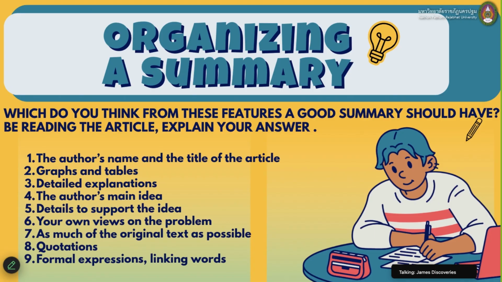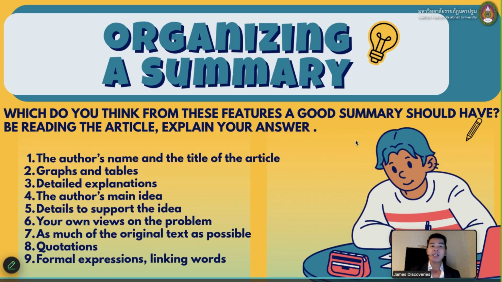Which of these features do you think a good summary should have, from reading the article a while ago? Explain your answer. So we have here the author's name and the title of the article, graphs and tables, detailed explanations, the author's main idea, details to support the idea or your own views on the problems, quotations, formal expressions, or linking words. Explain why you think this is a good feature to be used for the summary.